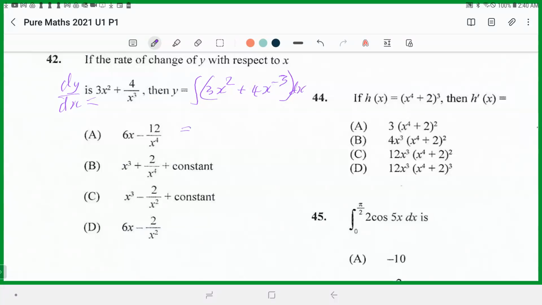So it becomes equal to, add 1 to this power and divide by the new power, I'm going to get x cubed. Then add 1 to this power, you're going to get negative 2. And when I divide by negative 2, you're going to get plus 4x to the minus 2 over negative 2. And then add a constant. And then we're done, because you're going to get x cubed minus 2 over x squared plus c.